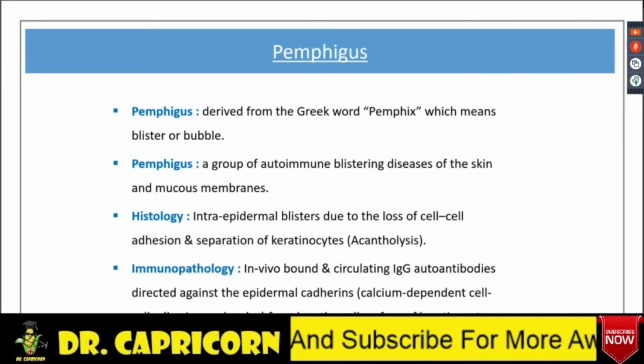So what do you get once you do a skin biopsy in histology? You get an intraepidermal blister. In pemphigus, the intraepidermal blister means the level of the bulla or the split is inside the epidermis, and there is loss of cell-to-cell adhesion and separation of keratinocytes. These special cells are known as acantholytic cells.